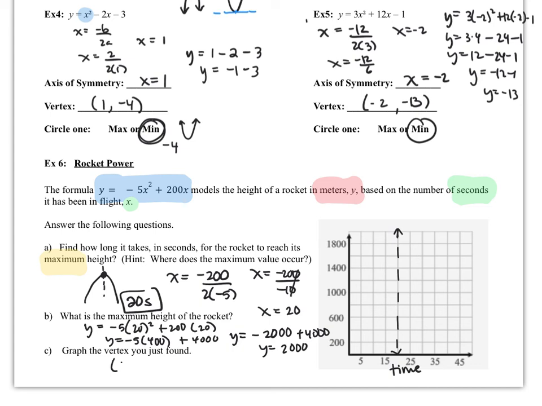So the vertex that I just found was 20, 2,000. And if I think about that as an ordered pair, 20 was my x value, and x is being represented by seconds. 2,000 is my y value, and that's being represented by meters. And so what this point tells me is that at 20 seconds, it will be at a height of 2,000 meters. And so 2,000 meters is the maximum height of my rocket.